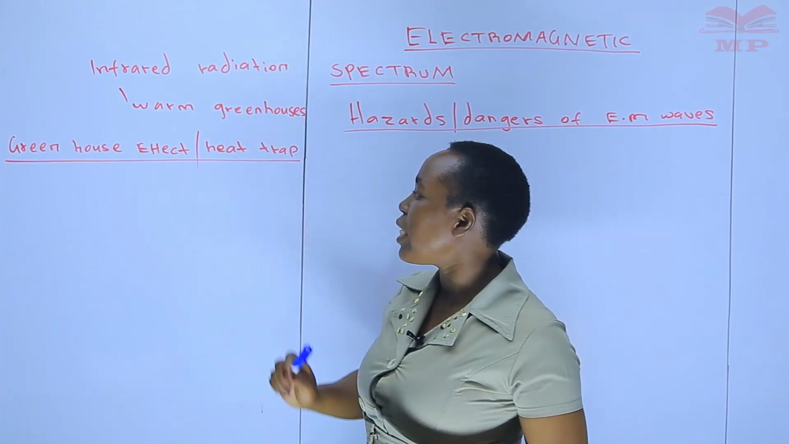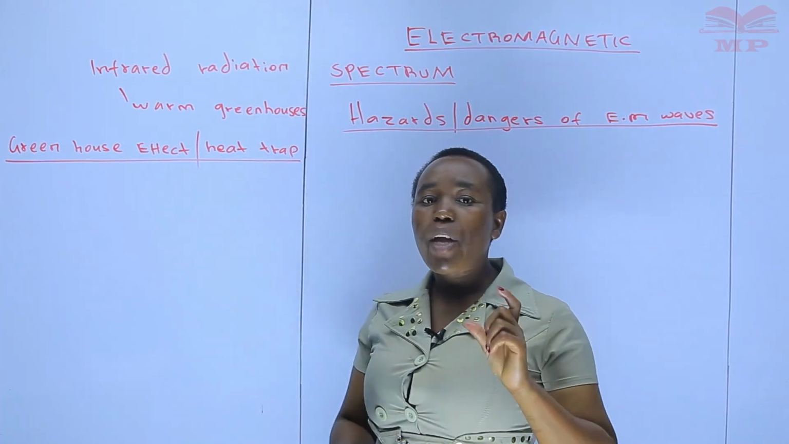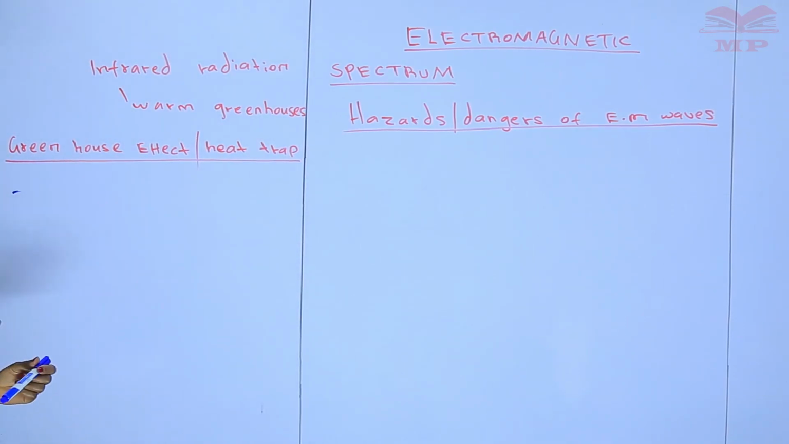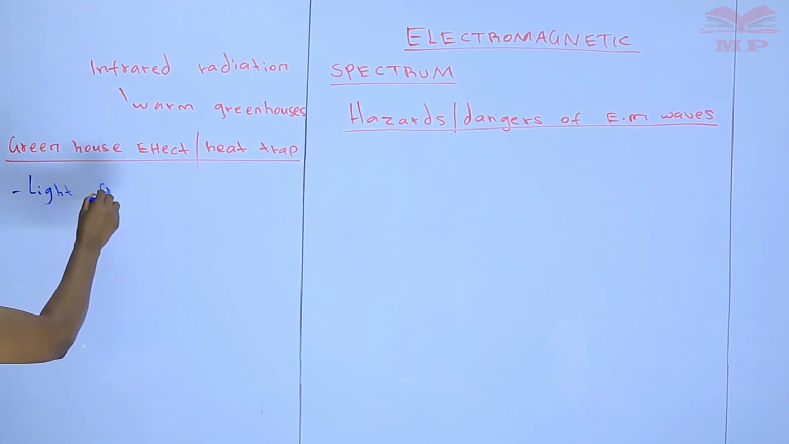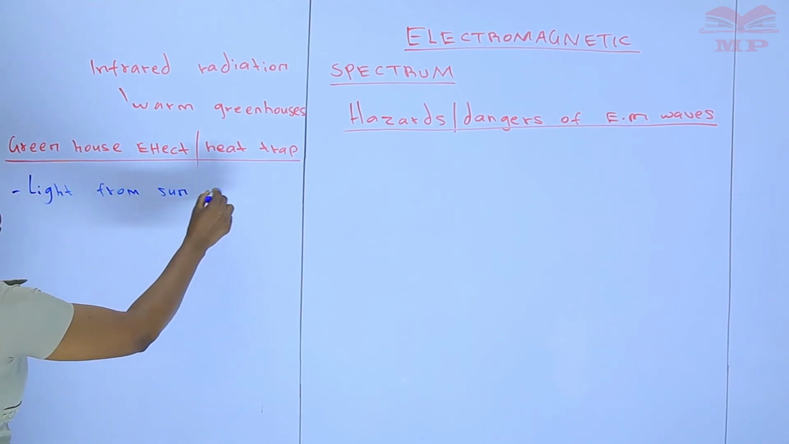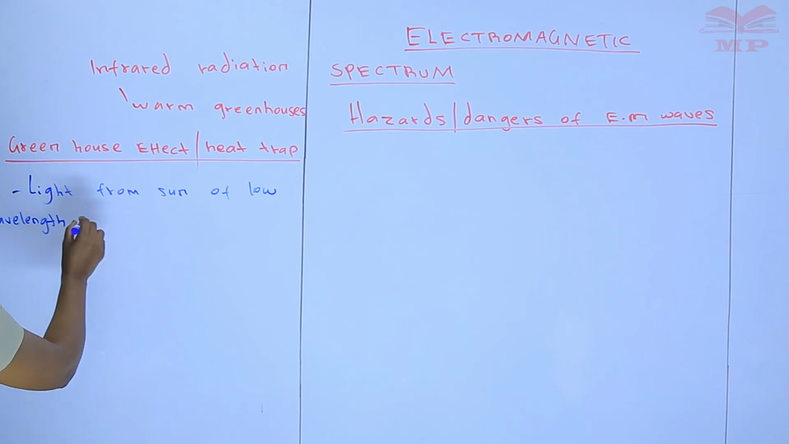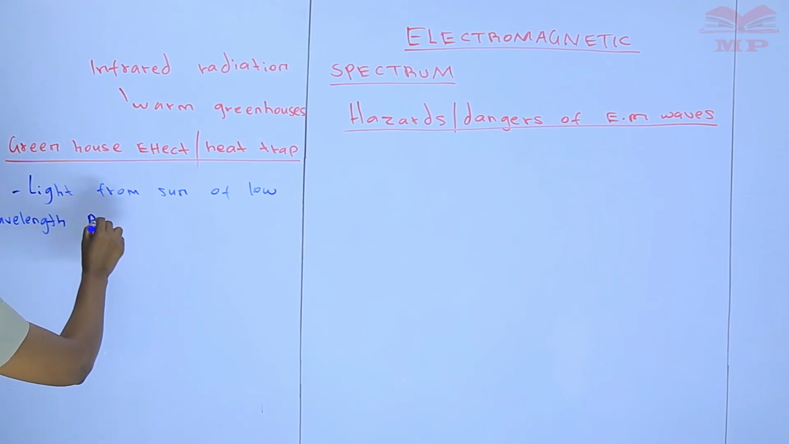Now, when we talk of the heat trap in the greenhouse effect, we have visible light from the sun, which has low wavelength. When it has low wavelength, of course, it has a high frequency. So light from the sun of low wavelength is able to penetrate the glass, the transparent glass.